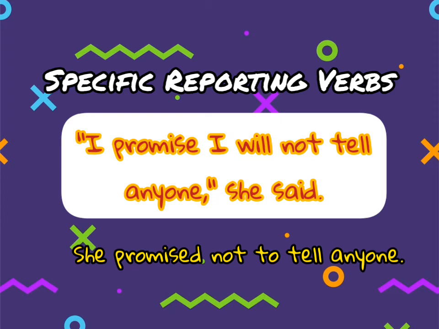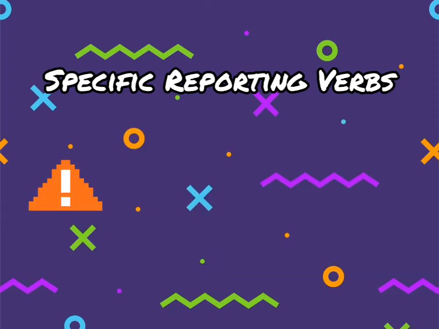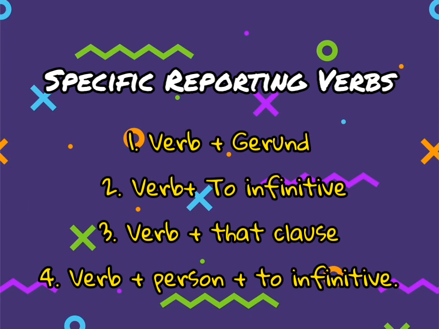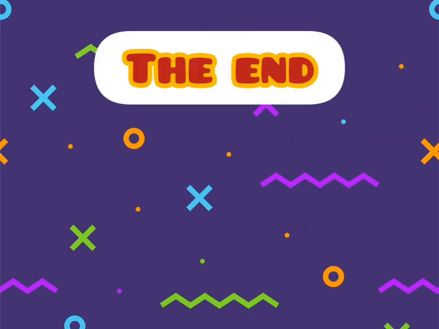The main characteristic of reporting verbs is that the verbs that follow them do not follow the rules of backshift. In most of the cases, there are 4 patterns to respect. Number 1, verbs followed by the gerund. Number 2, verbs followed by the to infinitive. Number 3, verbs followed by a that clause. And finally, verbs followed by a person and then the to infinitive. Having said this, this is the end of today's lesson.